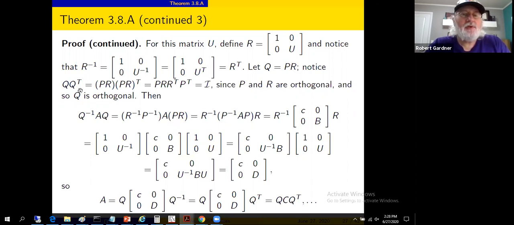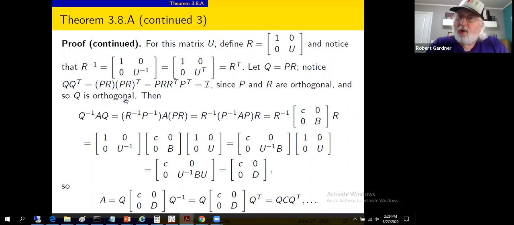Let's take Q times Q transpose. Well, Q is P times R, okay. So Q transpose is P times R transpose. Transposing a product, do the transpose, reverse the order in the product. Hey, we got an R times R transpose. R transpose equals R inverse. That's gone. You got P transpose times P. Hey, P was an orthogonal matrix, so its transpose is its inverse as well. And all this stuff simplifies down to an identity. Oh, then Q is invertible and its inverse is Q transpose. In other words, Q is orthogonal.